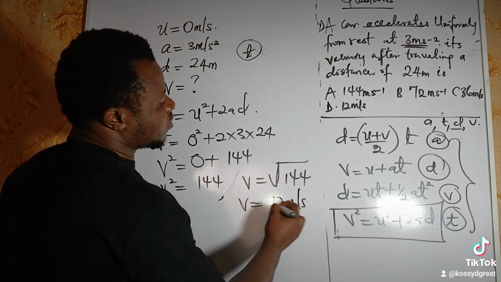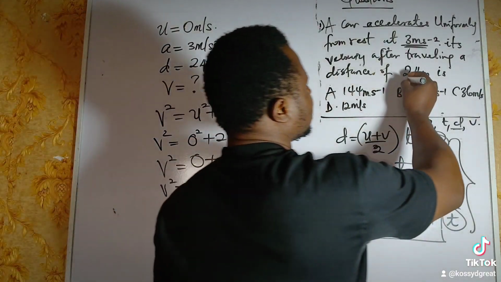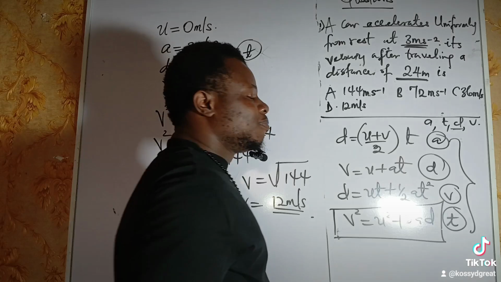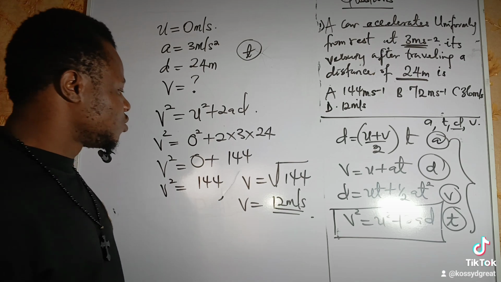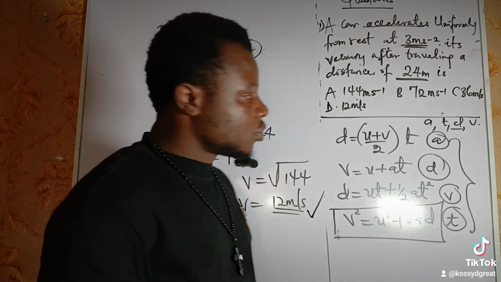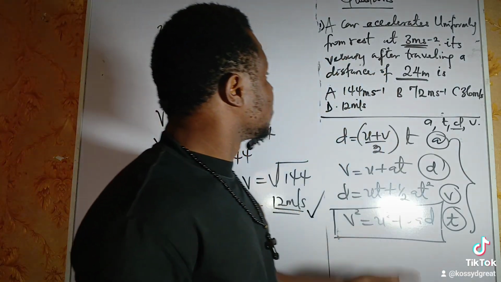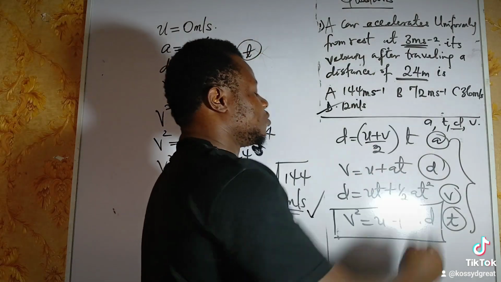Square root of 144 is 12 meters per second. Meaning that to cover this distance of 24 meters, the speed that helps us get that 24 meters is 12 meters per second. If you look at the options, we have 144, 72, 36, and 12. So the answer is 12 meters per second.